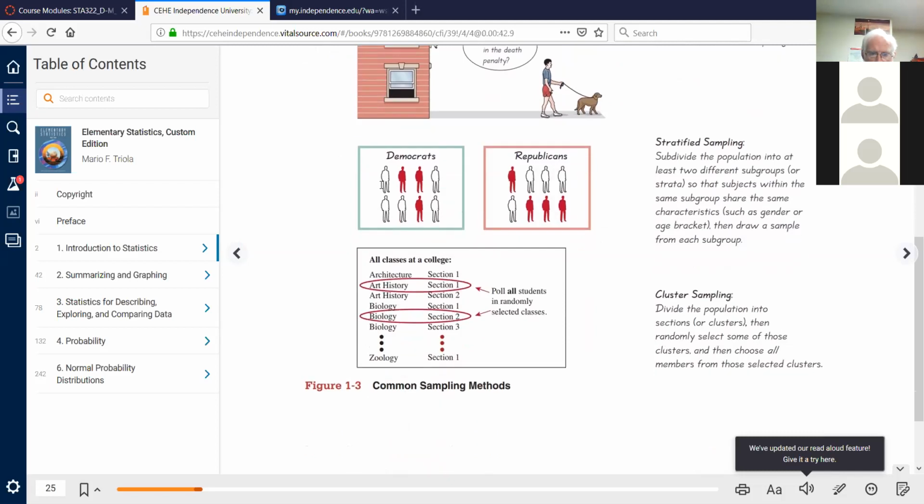And so in this case, they're talking about Democrats versus Republicans, and we see a lot of that in the sampling these days. And there's something called cluster sampling, in which we divide the population into sections or clusters, and then take all members, do a census of the members from those selected clusters. Here they've got classes at a college.